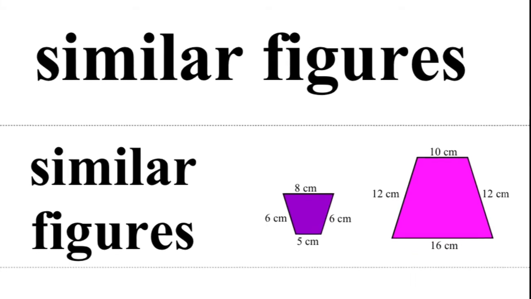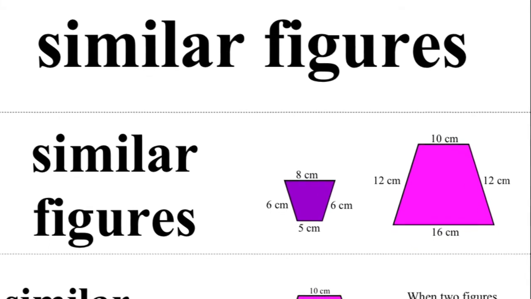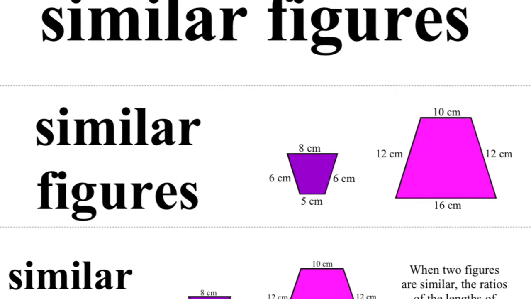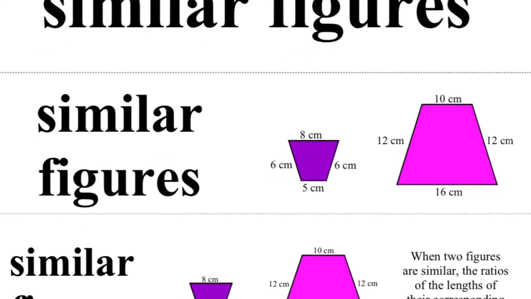Similar figures are two shapes that are the exact same, it's just one is bigger than the other. The angles are going to match up, and the sides are ratios of each other.